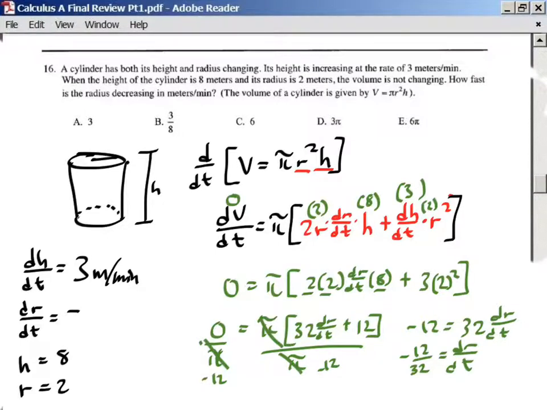And that simplifies. What can I divide? I can divide those both by 4, right? Negative 3 over 8 equals dr over dt. And that is our answer. Is it up there? I hope so. That would stink if we got the wrong answer. Negative 3 over 8. Oh, isn't that interesting? Look at that. They don't have a negative. It's decreasing at this rate, but they don't put a negative. I would say that's wrong, but I believe that's our correct answer. I think it's wrong that they didn't put a negative on there.